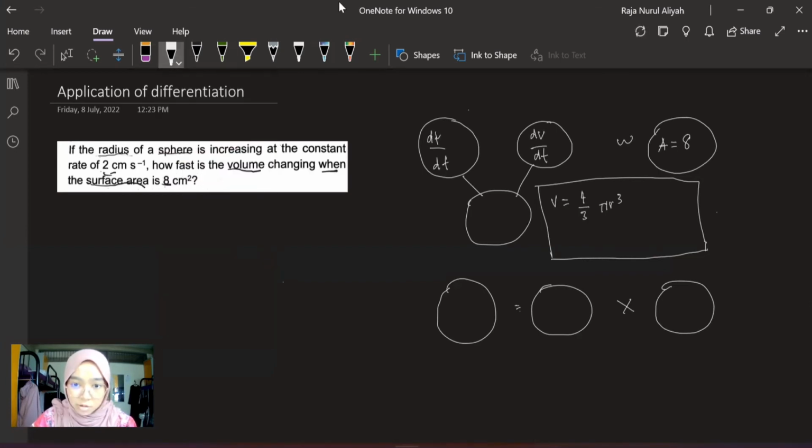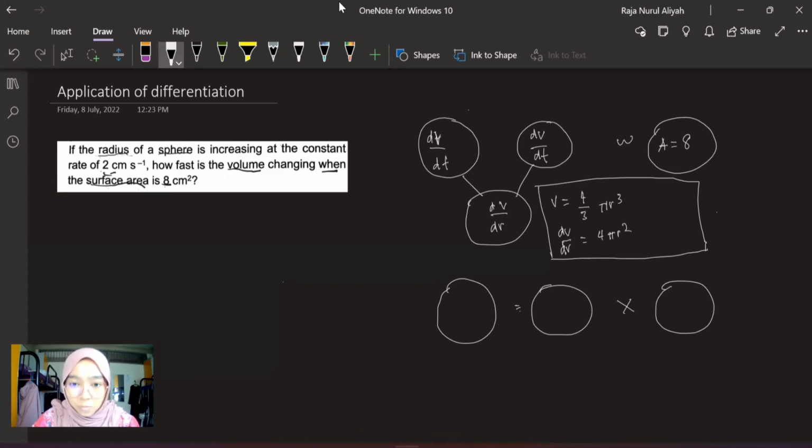So here we've got dV over dr. This is what's given, and this is what we want to find. And this is when the criteria is true. So we differentiate the equation, and it will be dV over dr equals 4 over 3 times 3, which equals 4 pi r squared.